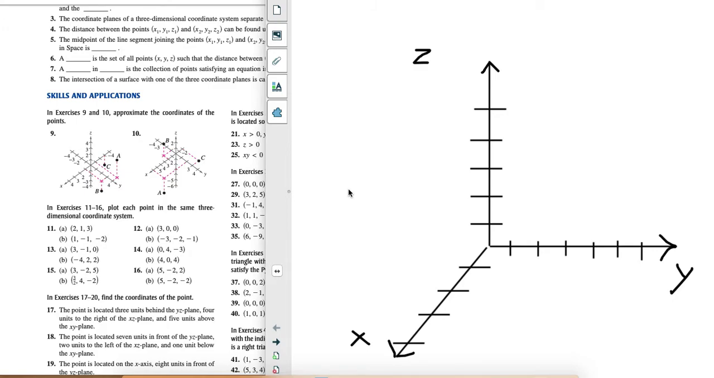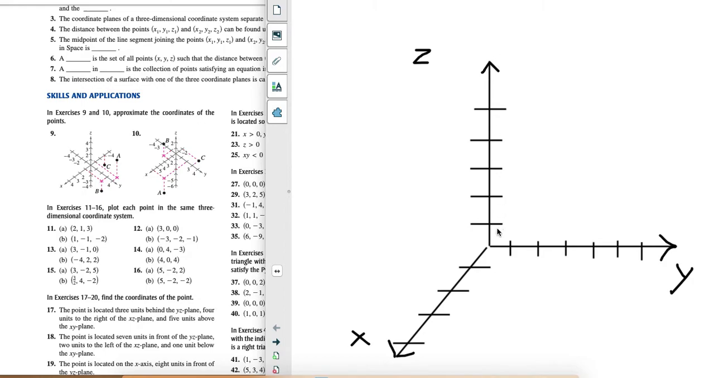All right, class, this is number 11 and number 13. I do these a little bit differently than the book, so you can have a choice on how you want to do these. This is how I was taught to do these.